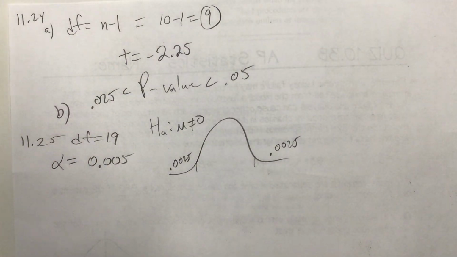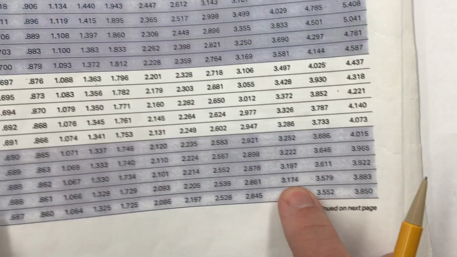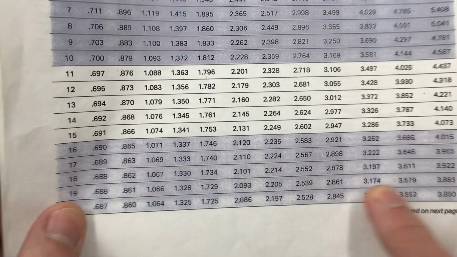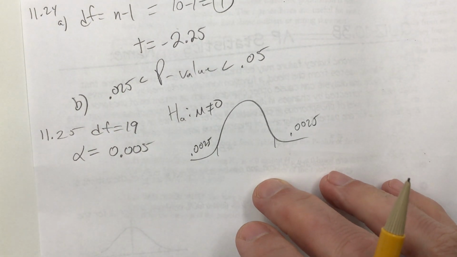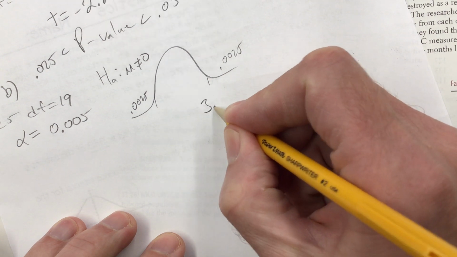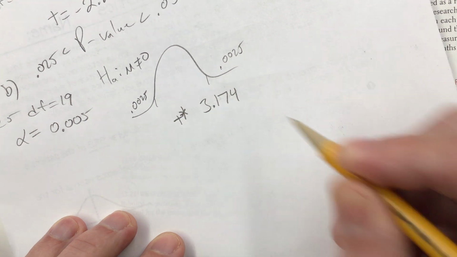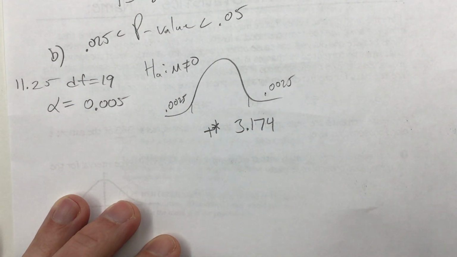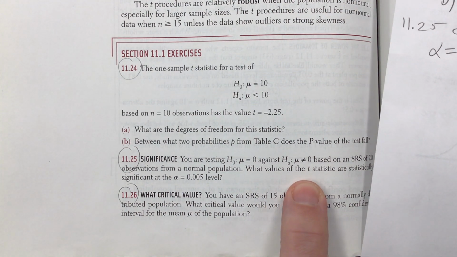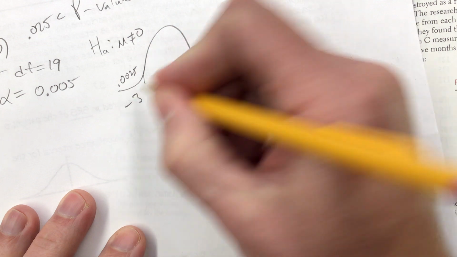And my degree of freedom was 19. So using that column, reading down, this is the 19 right here, see? 3.174. That's my T star. Okay, is that all they wanted? Just what's the T star? Oh, what values of the statistic? Okay, so since it's two-sided, there's also a negative over here.